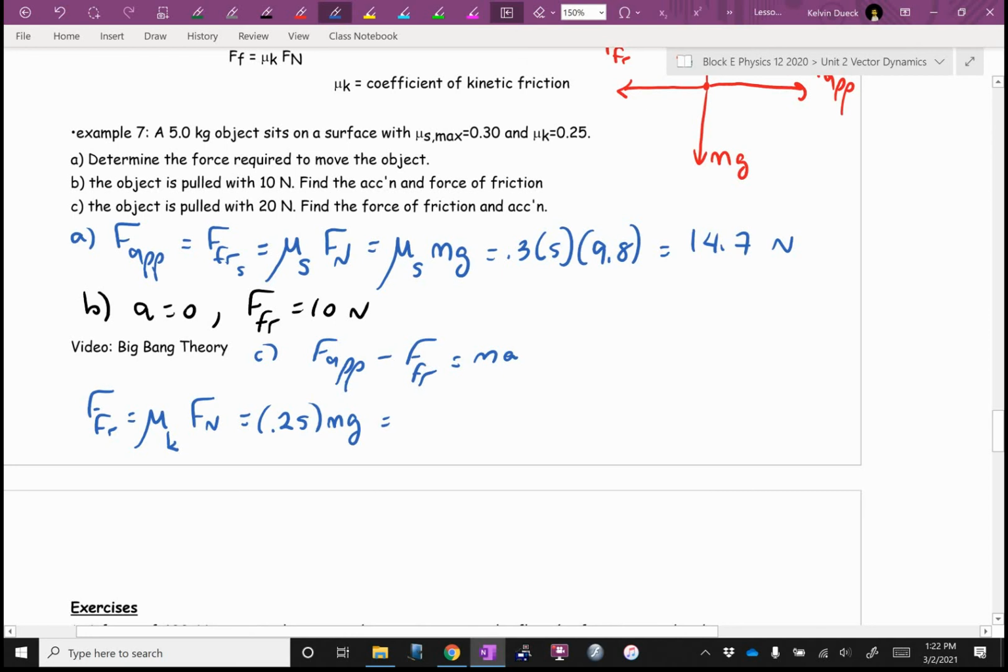0.25 times 5 times 9.8. I can do that in my head. It's going to be 49 divided by 4. So 40 divided by 4 is going to be 10. 9 divided by 4 is going to be 2.25. So is it 12.25?